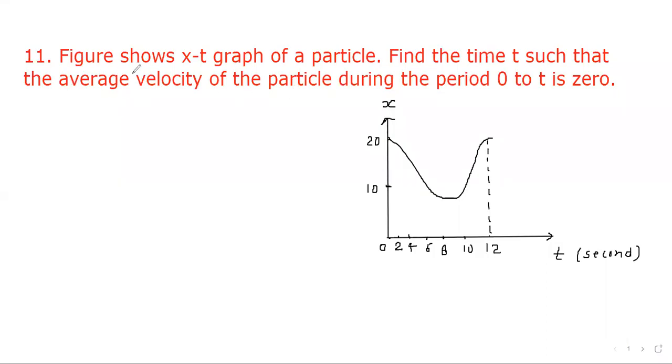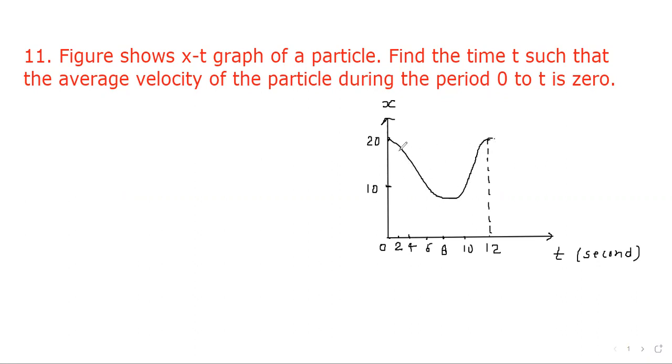Question number 11. Figure shows x-t graph of the particle. Find the time t such that the average velocity of the particle during the period 0 to t is 0. So for this purpose, if the difference in displacement, that is final and initial displacement, will be the same, in that case average velocity will be 0.